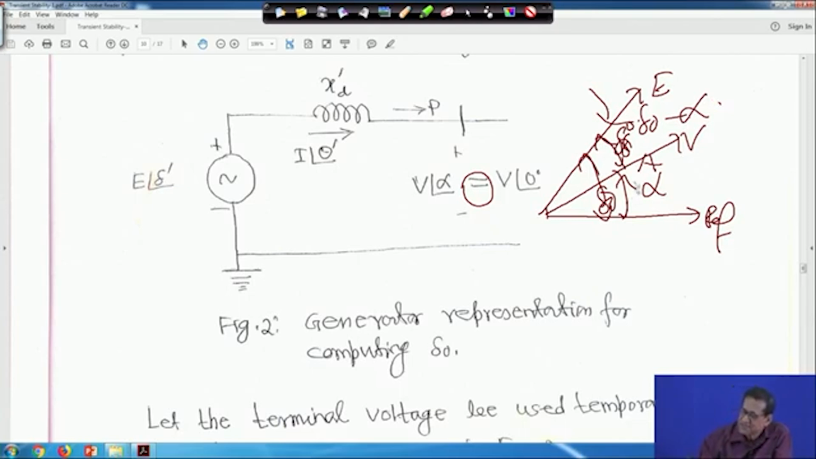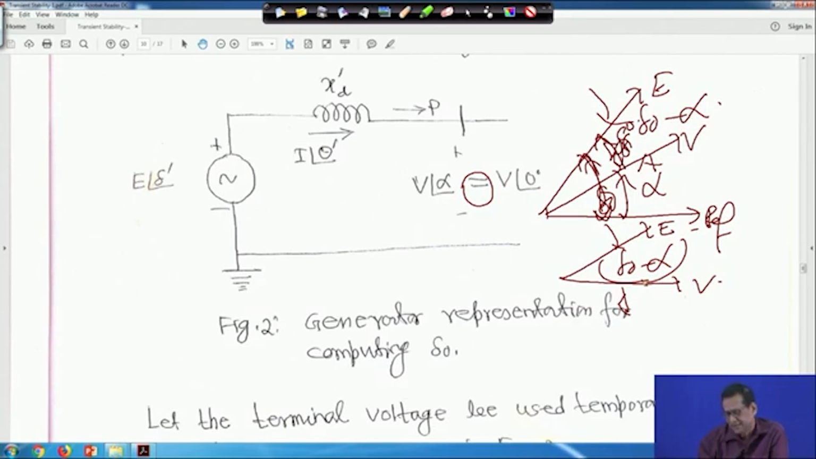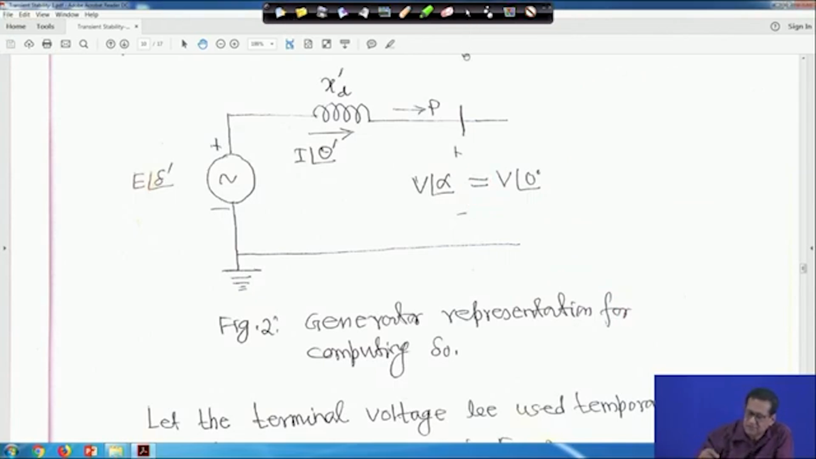So with respect to the reference, this angle is alpha, and with respect to this one, this angle was delta 0, that means this complete angle was delta 0. So the angle between E and V will be delta 0 minus alpha. Therefore, if you take V as a reference, and if it is E, then the angle between these two should be delta 0 minus alpha. This is what I wrote earlier, that if it is alpha, if it is delta 0, if it is angle 0, it will be delta 0 minus alpha, right.